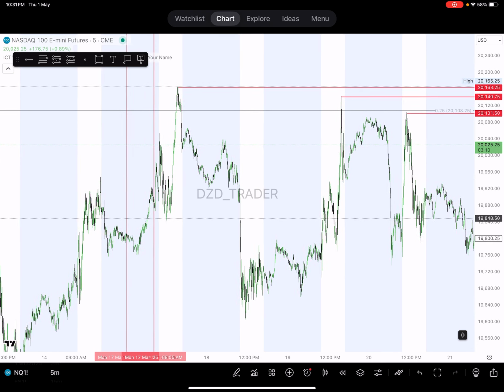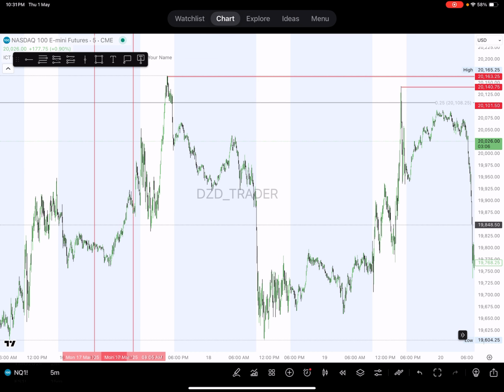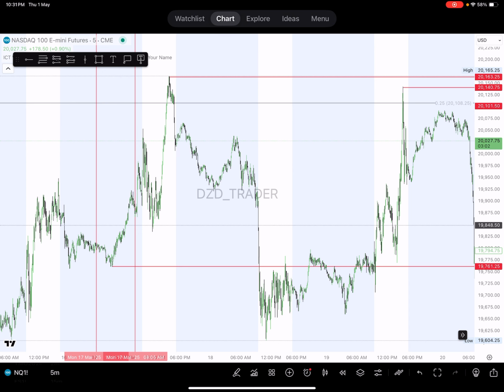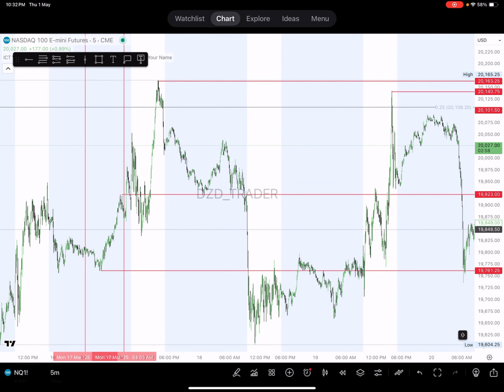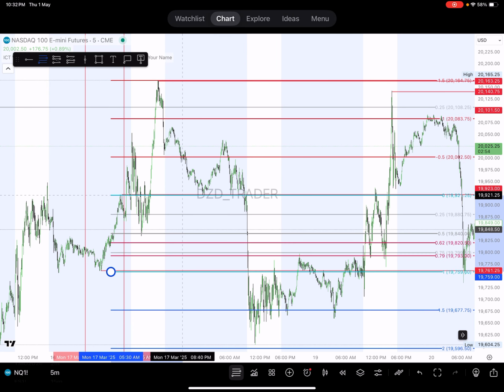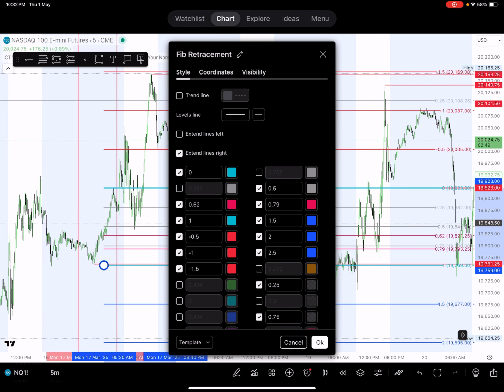All right. So what you will do is that you will take the low. You will mark the low of the London session, and you will mark the high of the London session. So what you will do is that you will draw a Fibonacci. You can take my values of the Fibonacci. I am using these values of the Fibonacci retracements. So these values are quite important.